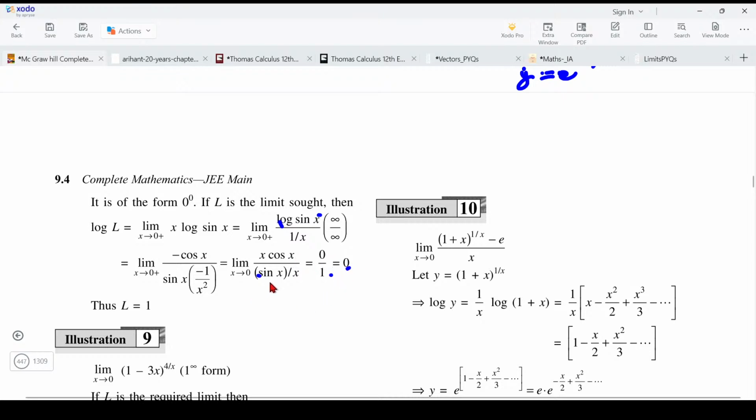So what should be our y? This is ln y, and ln y we got as 0, right? So y should be e power 0, which is equal to 1. That's why the limit is actually equal to 1.